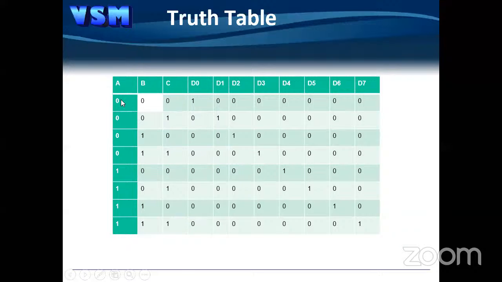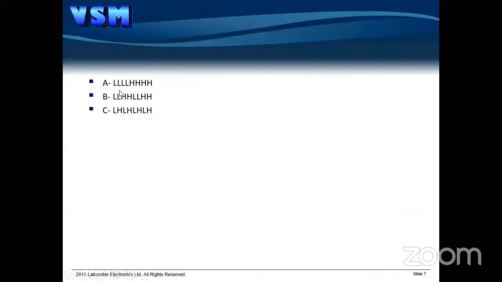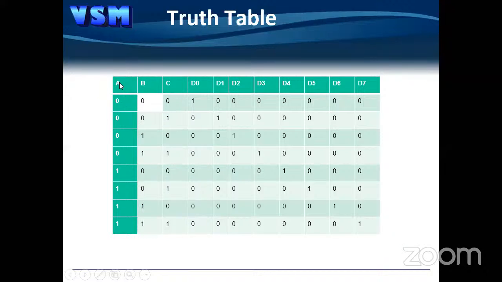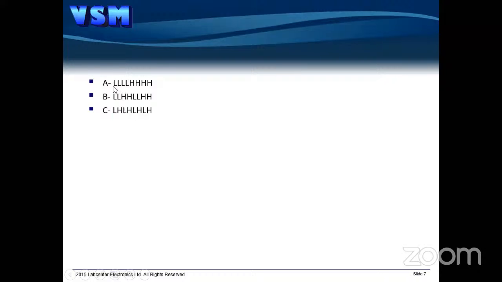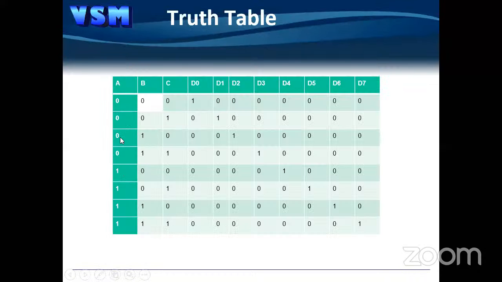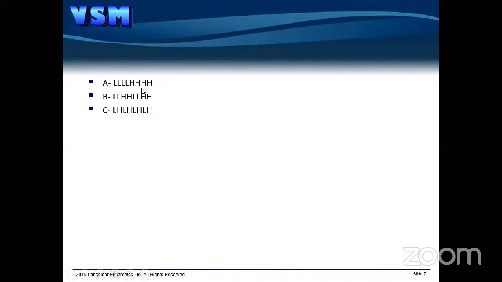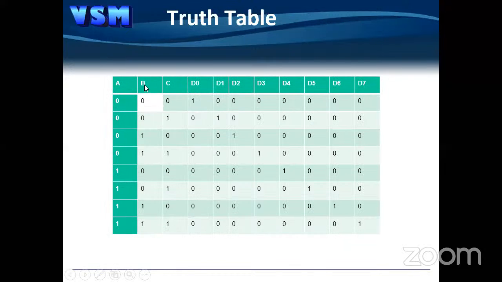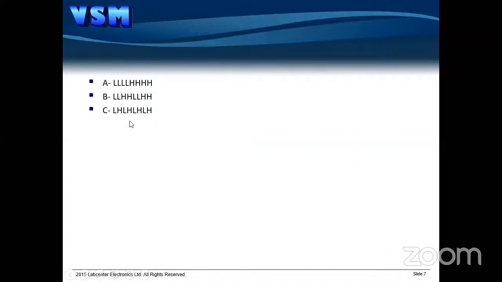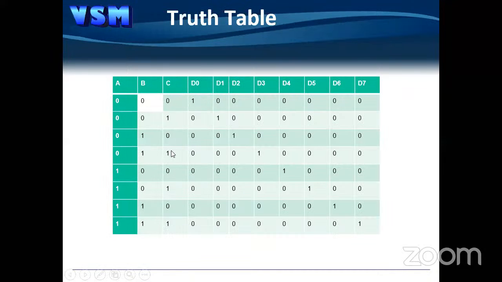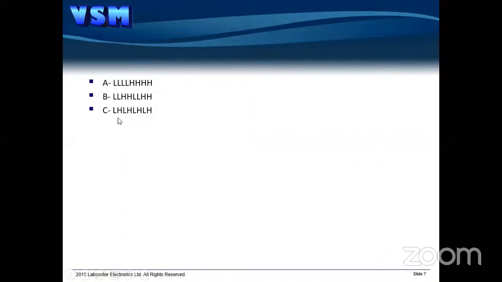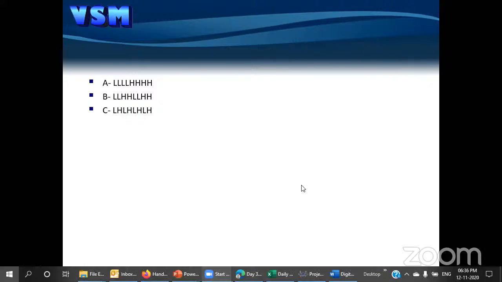A pattern: every 0 I'm taking L. For 0, all zeros, these are 4 zeros, I'm taking 4 L's. These are 4 ones, and in place of 4 ones I'm taking 4 H values. Okay, B values are 0, 0, 1, 1, 0, 0, 1, 1. I'm taking the same values: low, low, high, high, low, low, high, high. In the same way, C values are 0, 1, 0, 1, 0, 1, 0, 1: low, high, low, high, low, high, low, high.